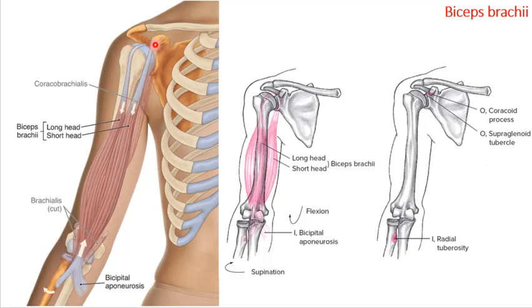And then you have coracobrachialis, which attaches to the coracoid process, and the two come down. So their tendons act as shoulder stabilizers and are very much involved in shoulder flexion. So it is just as much a shoulder flexor as it is an elbow flexor.